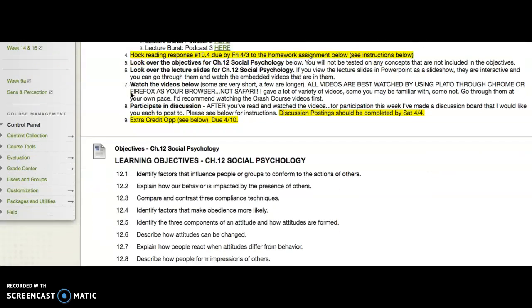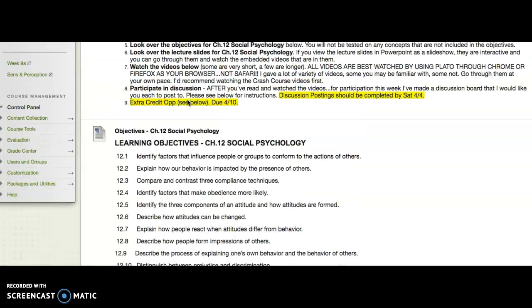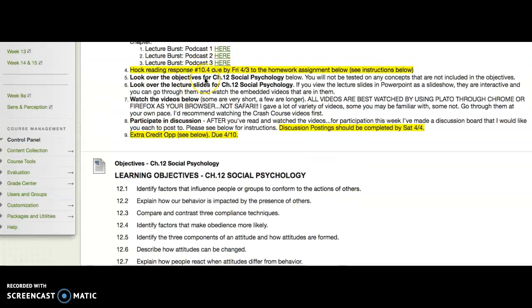Aside from that, look over these objectives here for the chapter. Again, this is the whole chapter. This is what you should know. This is what you should come away with once you've finished the chapter. It's a good indication of whether you're understanding the material, if you can go through these and be able to answer these and understand what they mean. So those are your objectives.